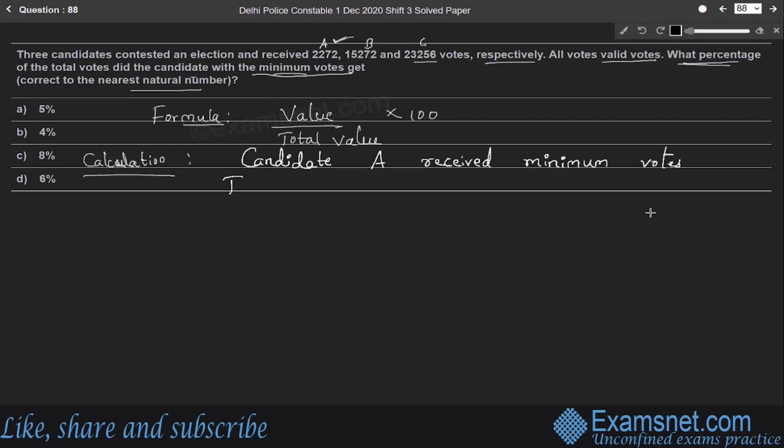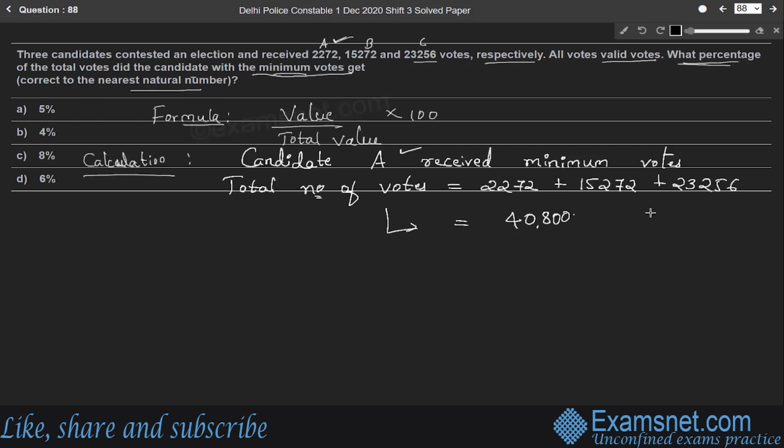So total number of votes is equal to sum of all the votes, 2272 plus 15,272 plus 23,256. So since all votes are valid votes, so no need to cancel any votes here. So there are totally 40,800 votes. Total number of votes is equal to 40,800.